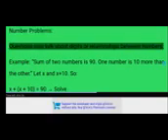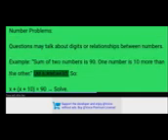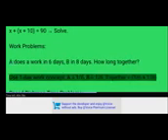Number problems. Questions may talk about digits or relationships between numbers. Example, sum of two numbers is 90. One number is 10 more than the other. Let the numbers be x and x plus 10. So, x plus x plus 10 equals 90, then solve. Work problems. A does a work in 6 days, B in 8 days. How long together? Use one day work concept. A equals 1/6, B equals 1/8, together equals 1/6 plus 1/8.